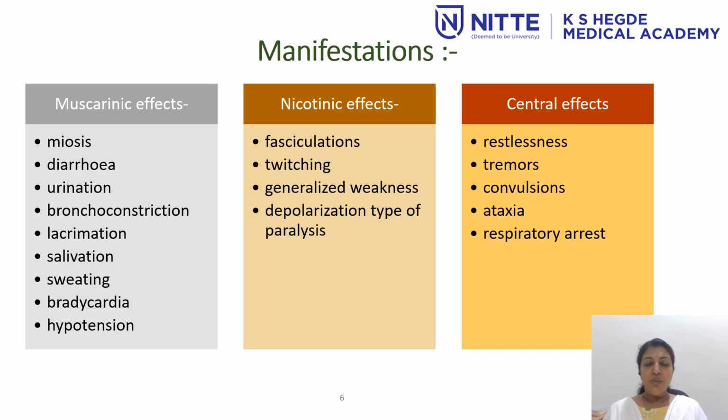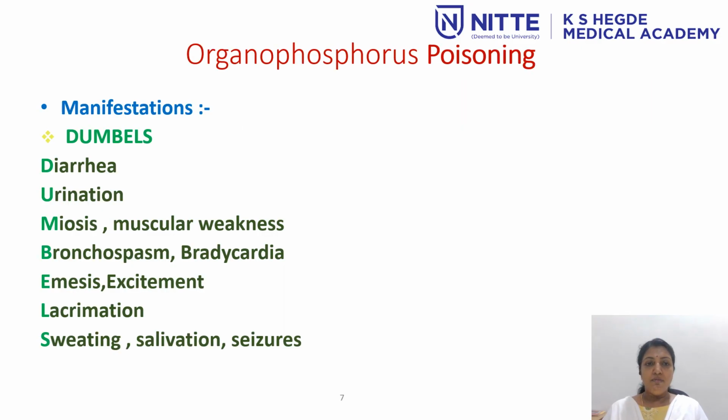It can also lead to delayed effects. The effects can be seen after 1 or 2 weeks, and chronic exposure to organophosphorus compounds can lead to demyelination of the nerves. For students, it is very easy to remember the manifestations of OP poisoning, or organophosphorus poisoning.